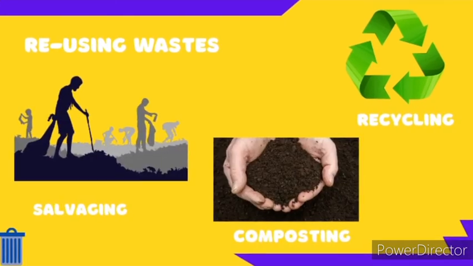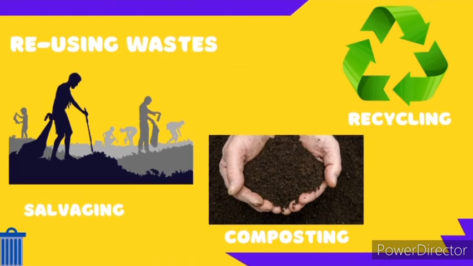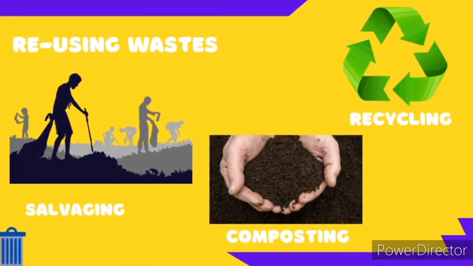The stages involved in making use of such waste are as follows: salvaging, recycling, and composting. What is salvaging? This is the removal of useful materials from the waste. So when waste is being thrown away, people salvage this waste, meaning they go and pick some useful materials on this waste like nylon, plastics, and so on.